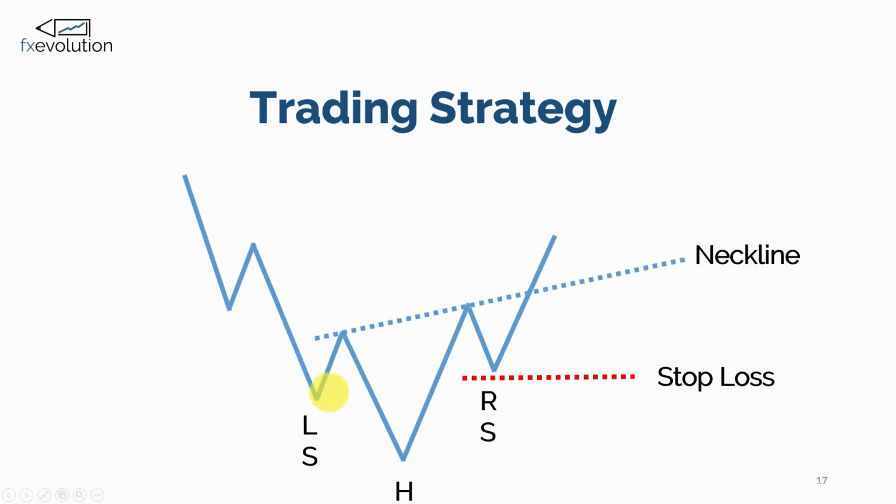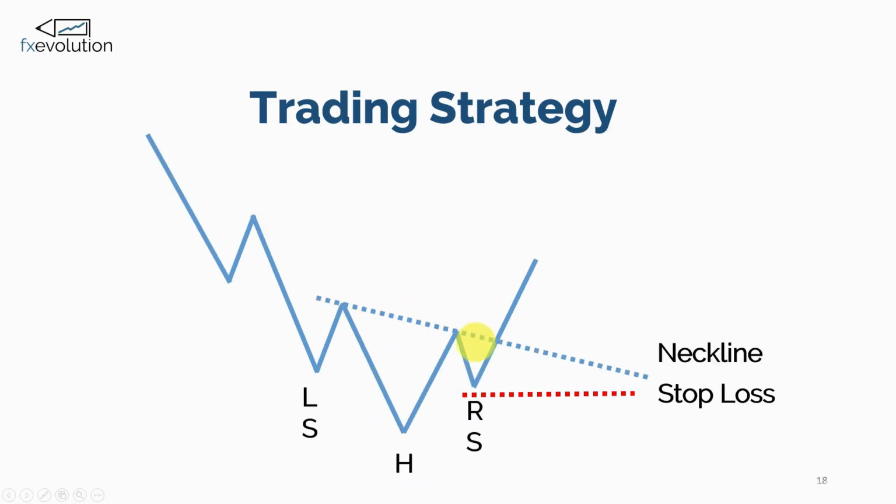Here we have one of the sloping head and shoulders: buy at the neckline, stop loss underneath the right shoulder, and the take profit from the head to the neckline. Again, the same: stop loss, buy, take profit level.